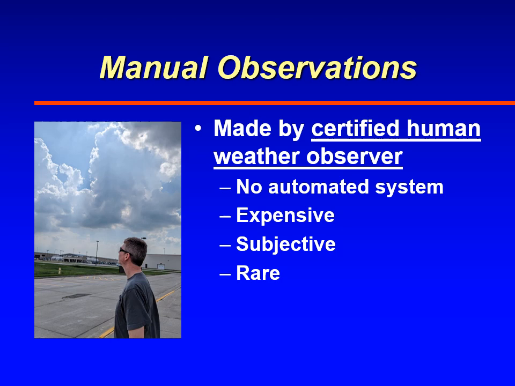The problem with this type of observation is that it's expensive. Humans have to be paid, and they don't like working at night, so they get paid extra for that. So they tend to be very expensive. And also they're subjective, meaning that one person may see visibility of 15 miles, another person may only say that visibility is 9 miles. So it depends upon the weather observer. Manual weather observations are not really common anymore. They're very rare. Most locations have weather machines or a combination of weather machines and humans.